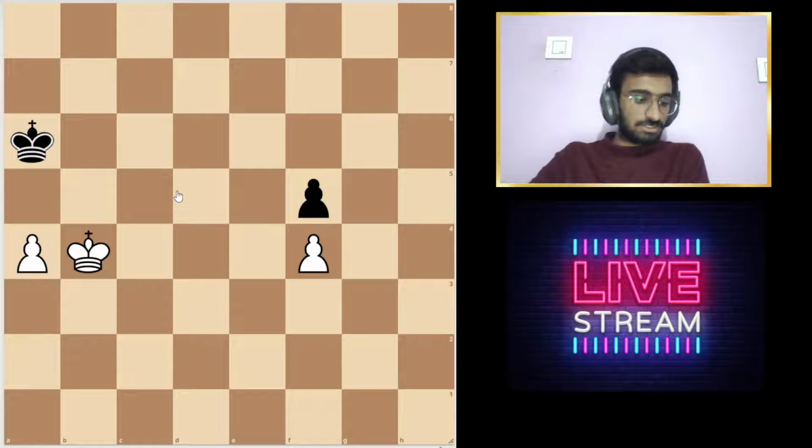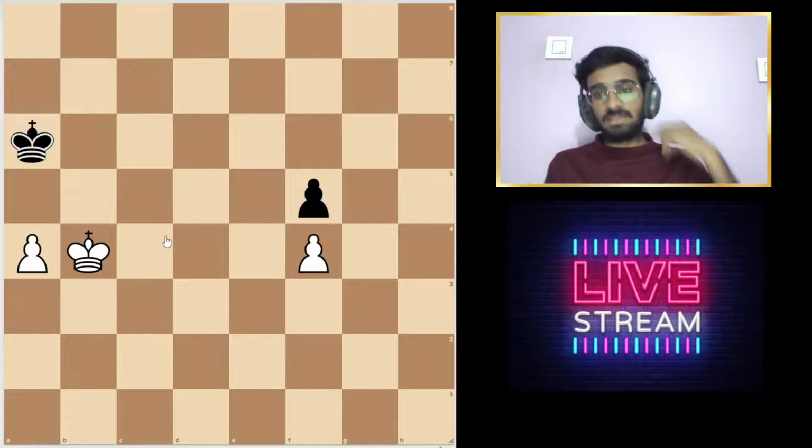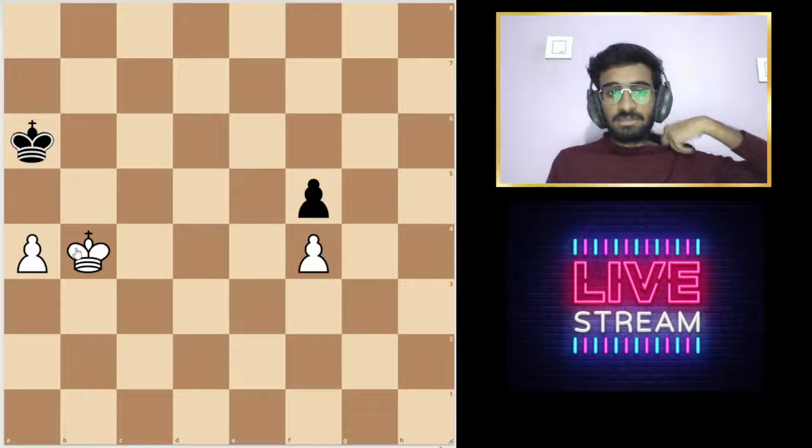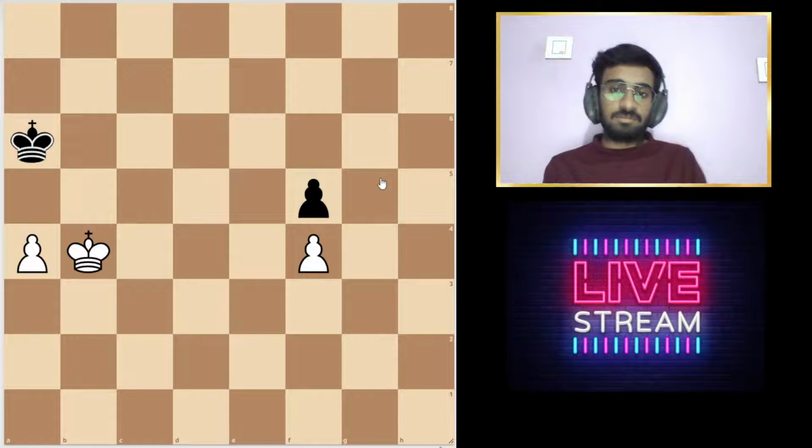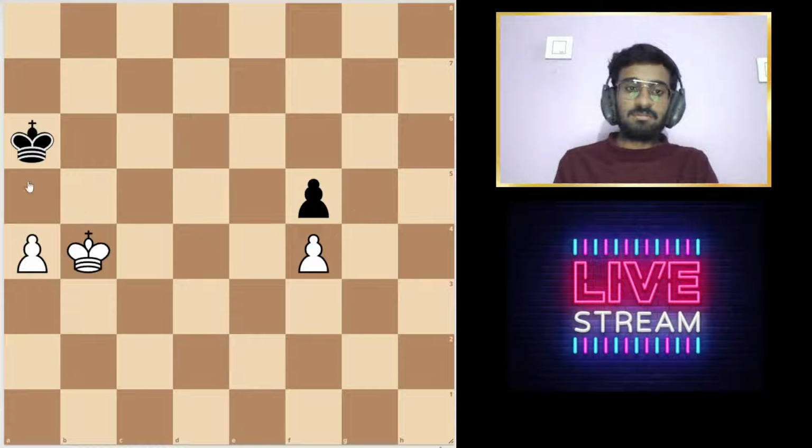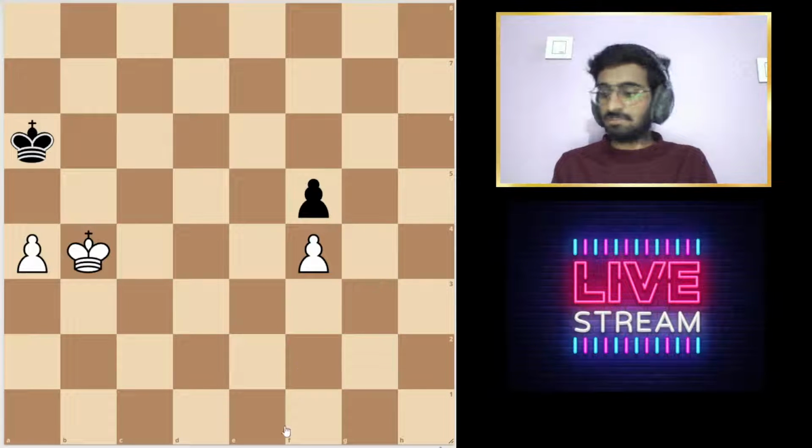Again, a very trick question. Again, the thing is here, white is having two pawns. Black only has one pawn. Pawns are going this way. So this white pawn is going this way. Black pawn is going this way. What do you think? What is happening?